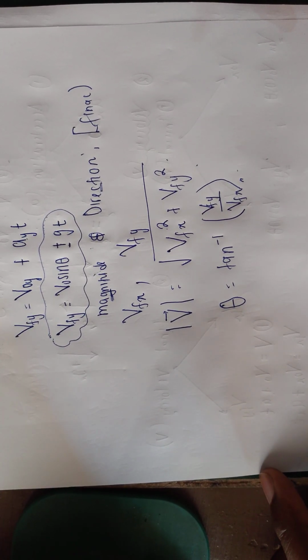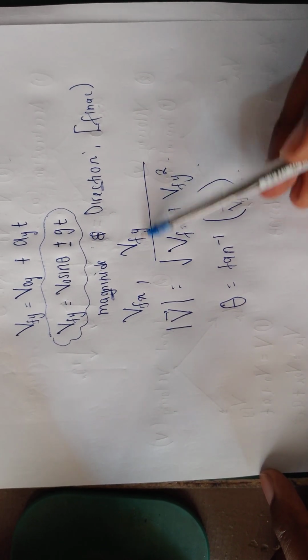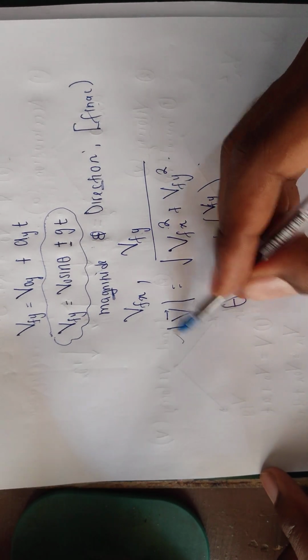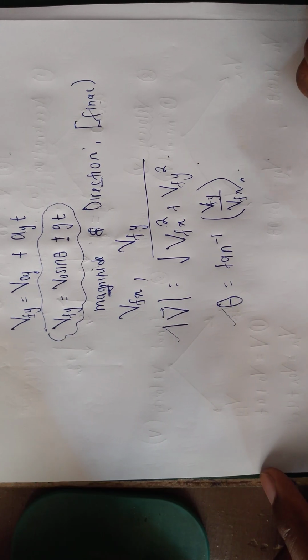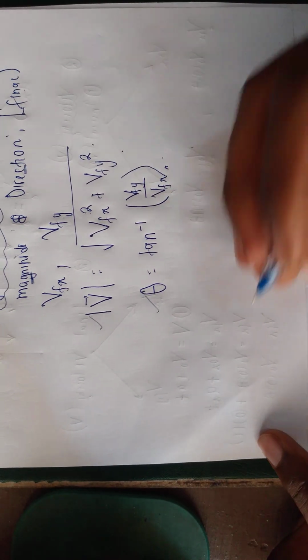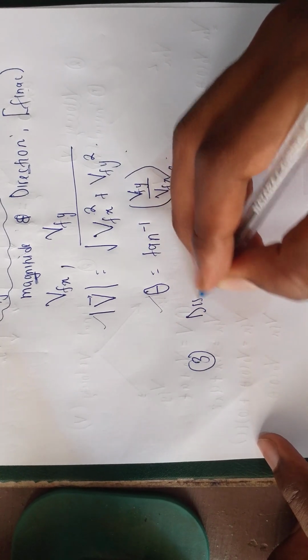So this is how you find the magnitude and direction of the final velocity. You know how to determine the final velocity in the x. You also know how to determine the final velocity in the y. So this is for the magnitude and this is for the direction. Then the other thing that you're supposed to know, the last one, is how to handle your displacement.